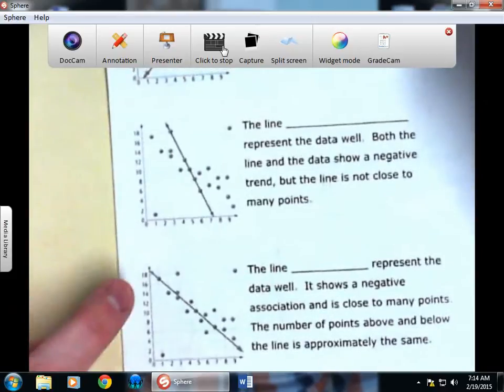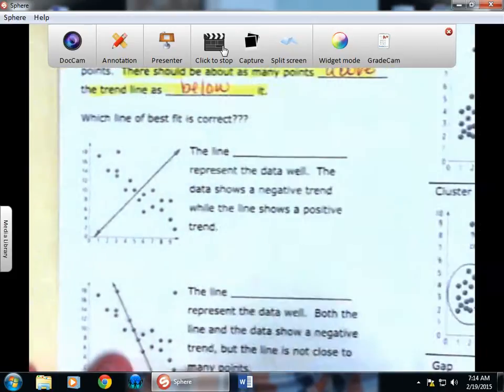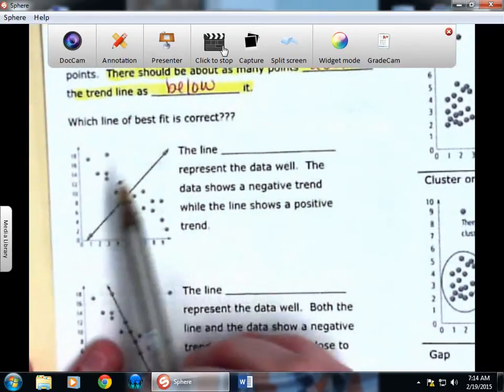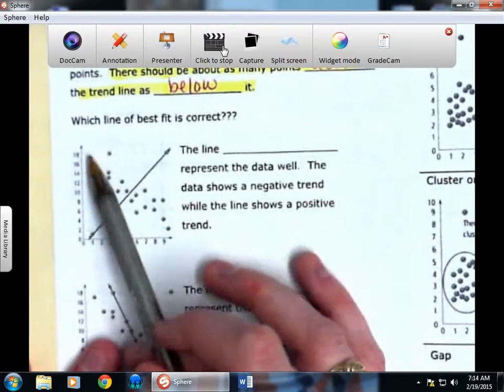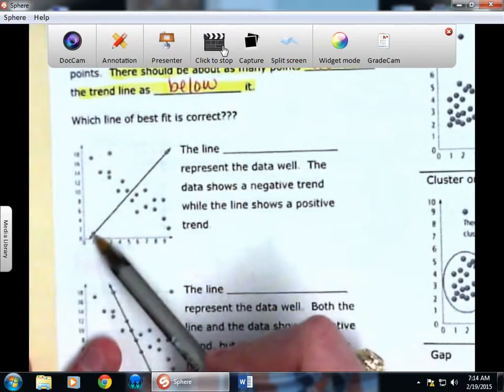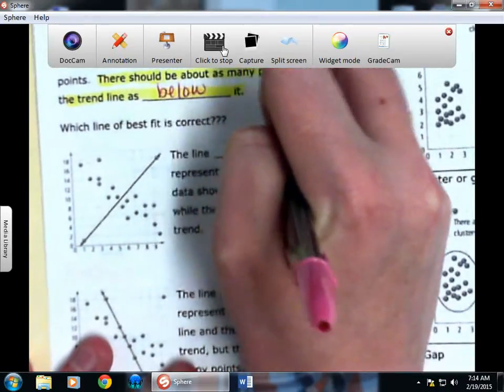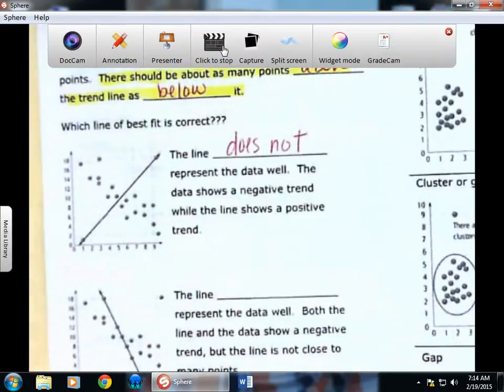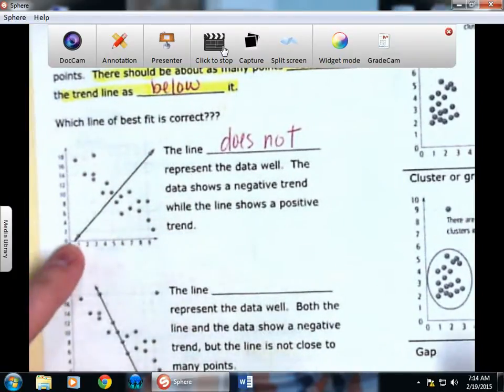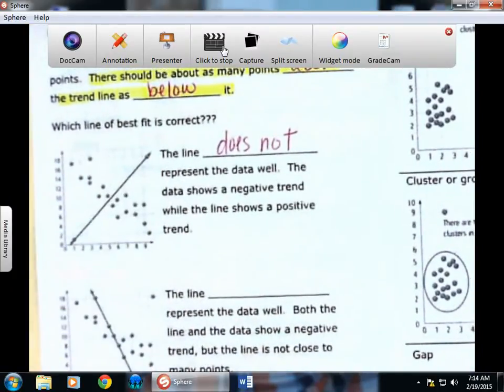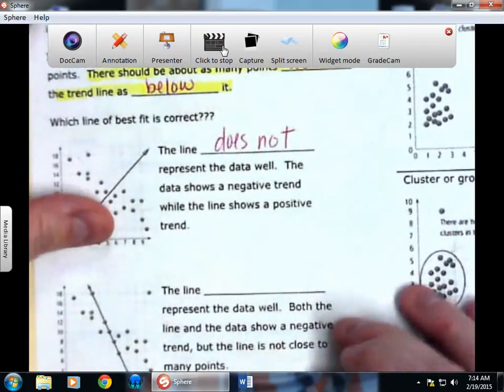The next one, so here's your data. It's going down, same thing. This line is going down, but it's not necessarily going through the data very well. So this one does not represent the data well. It says the same thing, that they're both negative, but the line is not close to very many points. It's kind of using these 2 points here when most of the data is here.